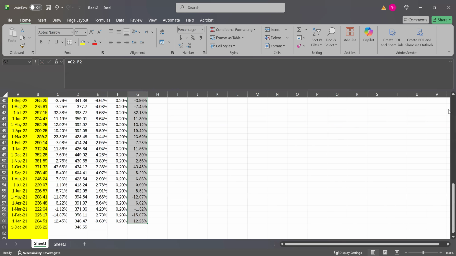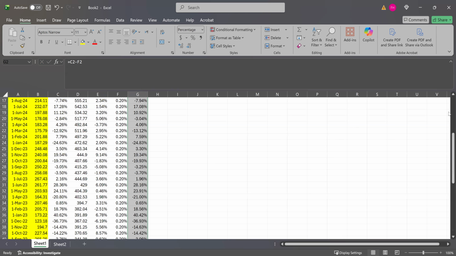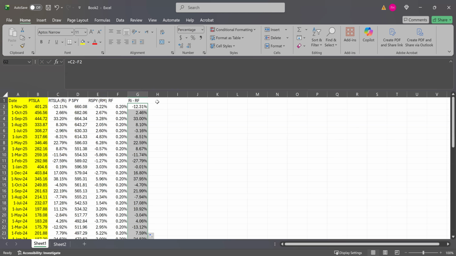For the market risk premium, I'm going to do exactly the same thing. So I'm going to have RM minus RF. So this is equal to the return on the market, negative 3.22% minus 0.2%. So negative 3.42%, this is the market risk premium.